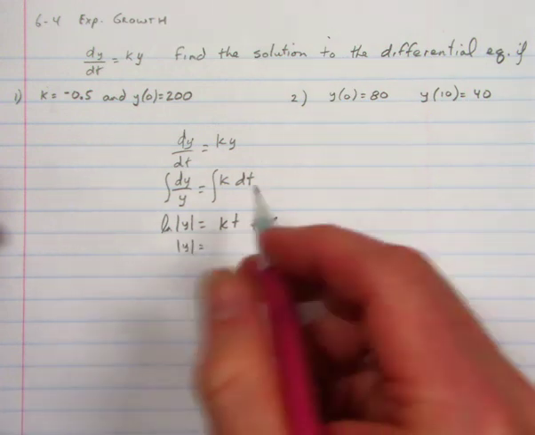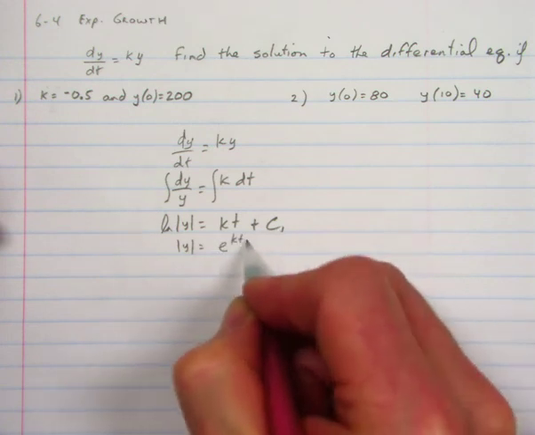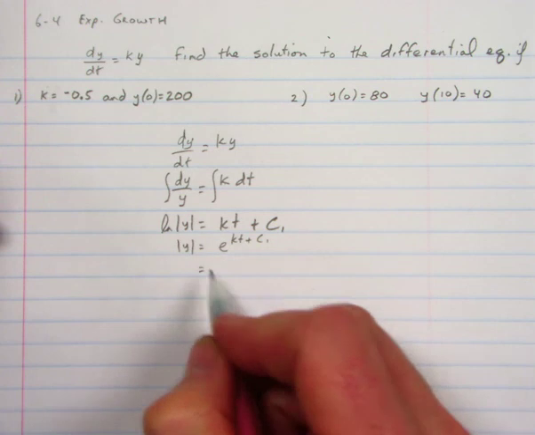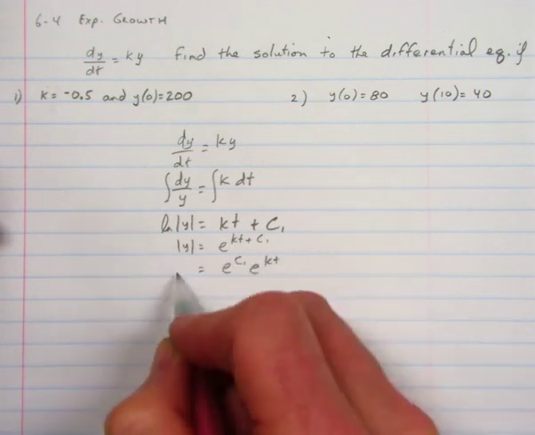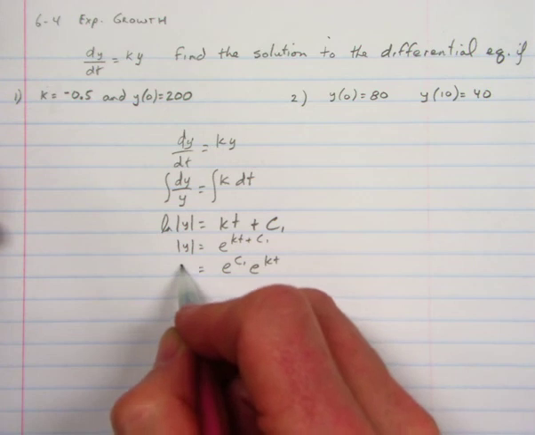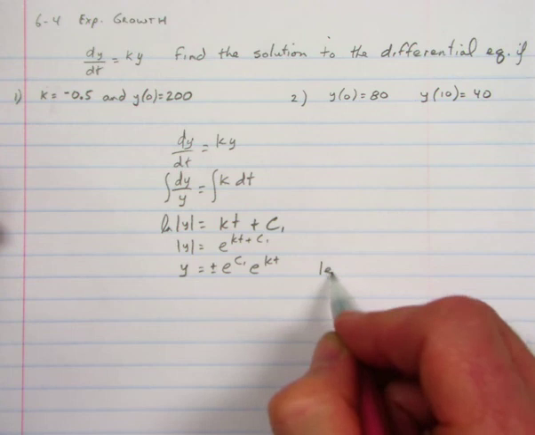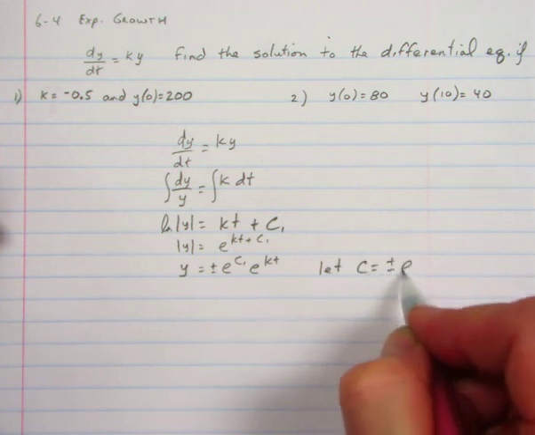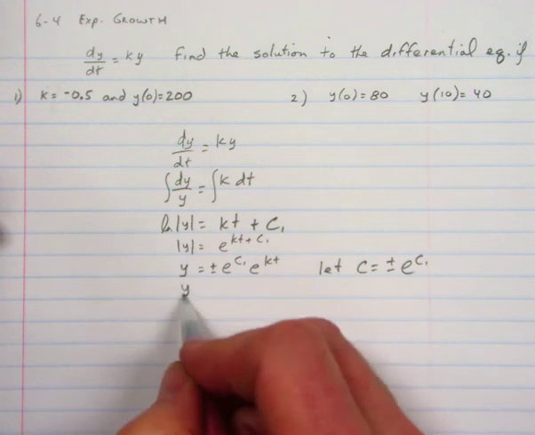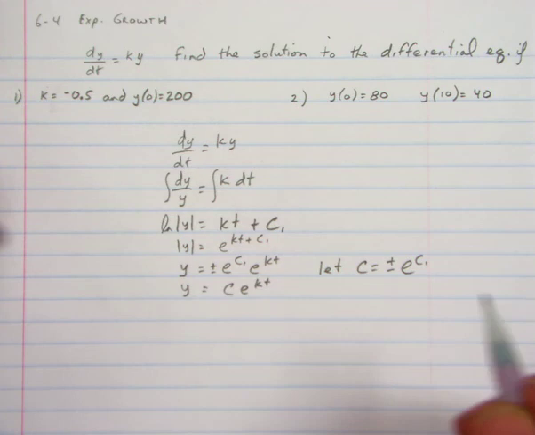Raise both sides to the power of e, so we have e to the kt. We're going to need a c1 on that. So we'll have e to the c1 times e to the kt, and let's take off the absolute value, so we'll get y equals plus or minus. At this point, we will say let c equal plus or minus e to the c1, and we get y equals c e to the kt.